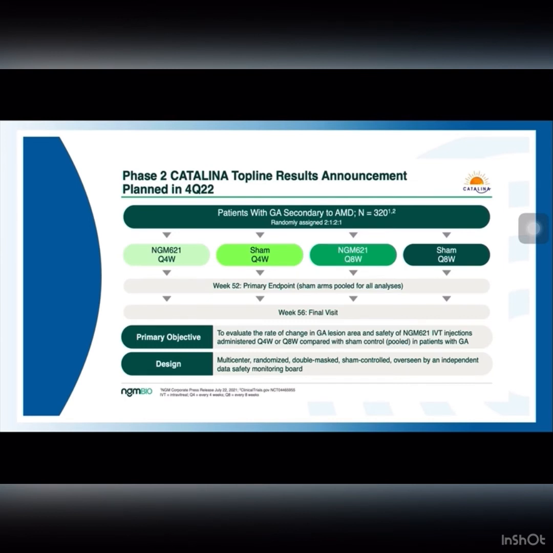The final visit is at week 56 and the primary endpoint is at week 52, and the objective is to evaluate the rate of change in GA lesion area and safety of NGM621 intravitreal injections, either administered every 4 weeks or 8 weeks, compared to sham in patients with GA. We expect the top-line results from this trial in the fourth quarter of this year.